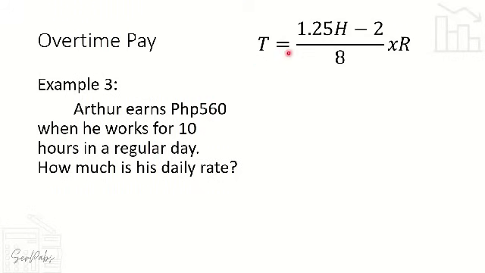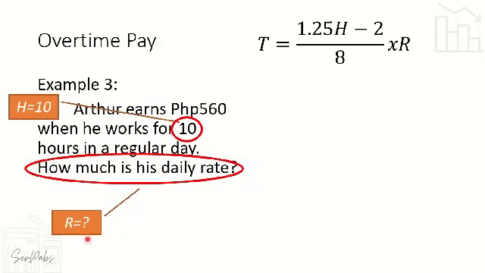Okay, so let's go back with the formula. T is equal to 1.25 H minus 2 all over 8 times R. So, first thing to do, we need to identify our H and R. Ang problema natin, meron nga tayong H which is equal to 10. So, 10 hours nagtrabaho si Arthur. Pero yung R natin is question mark. So, hindi pa natin alam kung magkano yung ating daily rate. So, R is equal to question mark. The good thing is, meron tayong letter T. And letter T is 560 pesos. So, total earnings niya for the day is 560 pesos.